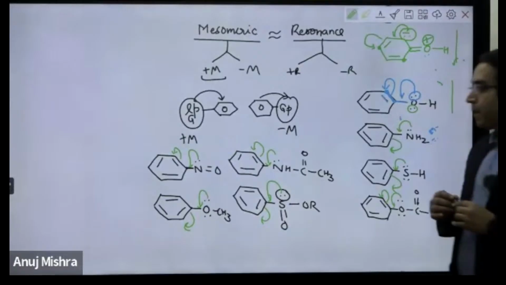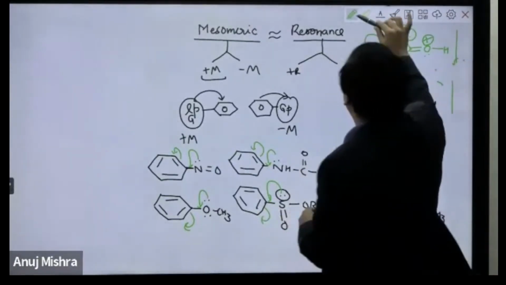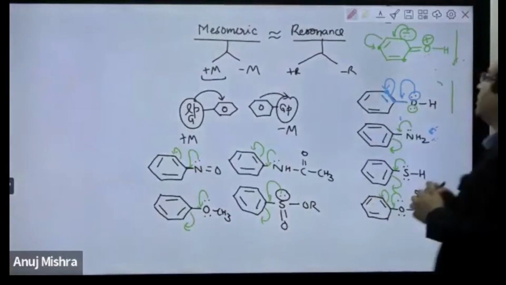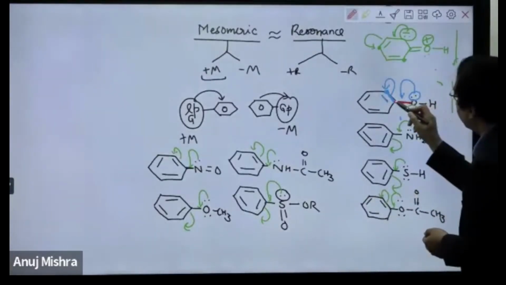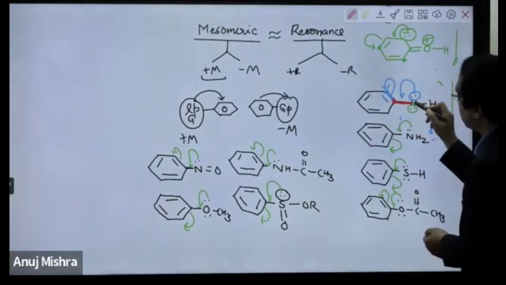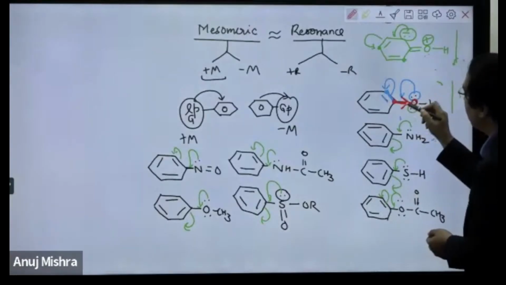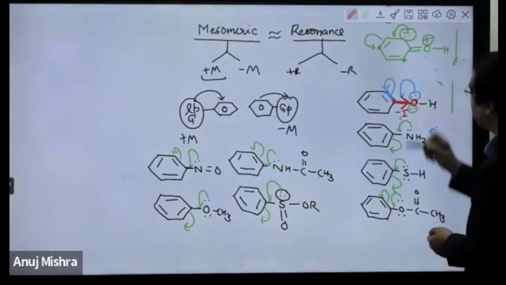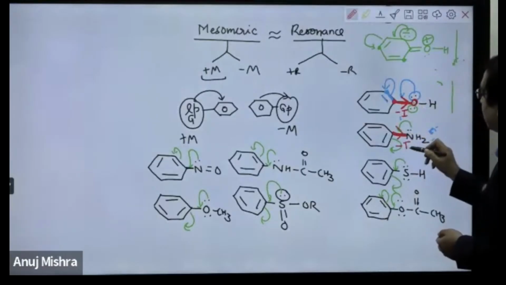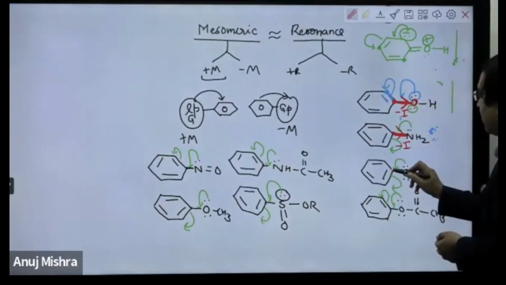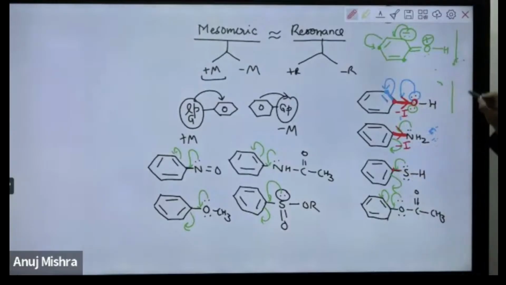Now see other part. Other part is this group is other than plus M. It will pull electron from carbon. See, this is carbon. This is oxygen. O is more electronegative. It will pull with minus I. Nitrogen, carbon. It will pull with minus I. Sulfur, carbon. अब सल्फर कार्बन में सीक्वेंस देख लो. फ्लोरीन, ऑक्सीजन, नाइट्रोजन, क्लोरीन, ब्रोमीन, sulfur, carbon, iodine, hydrogen. This is a sequence.